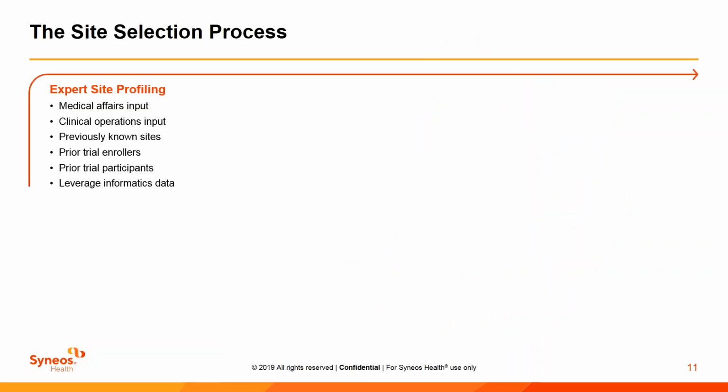So as we go into the next slide, the site selection process is multifaceted and multi-layered, and depending on where and how the sites are involved with Syneos Health will really depend on how much work is involved for them at the very beginning, during the middle, and at the end. So I've already touched on the expert site profiling that we take into consideration in the pre-award stage. And this has many layers.